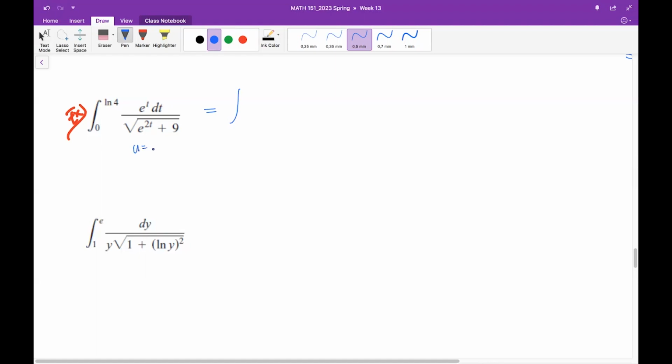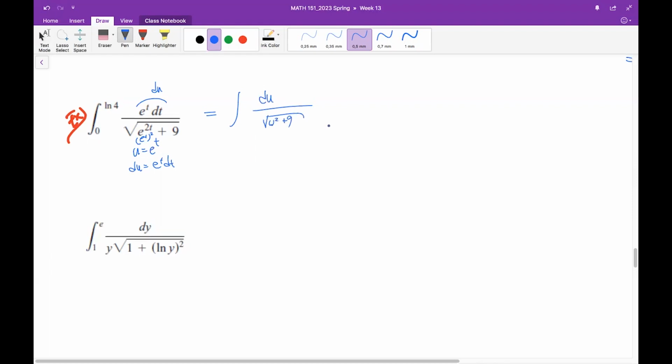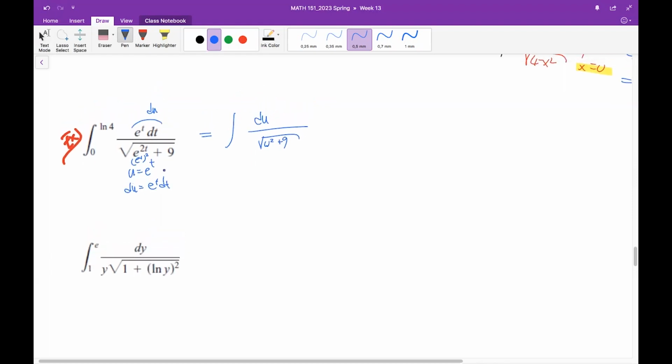So here it goes. If you choose this substitution, u equals e to the power t, then du is e to the power t dt. This is exactly du, so du over, this is e to the power t squared, so u squared plus 9. Now, after applying one substitution like that, you see that you can solve this example by trigonometric substitution. So you apply one more substitution, which is the trigonometric substitution.